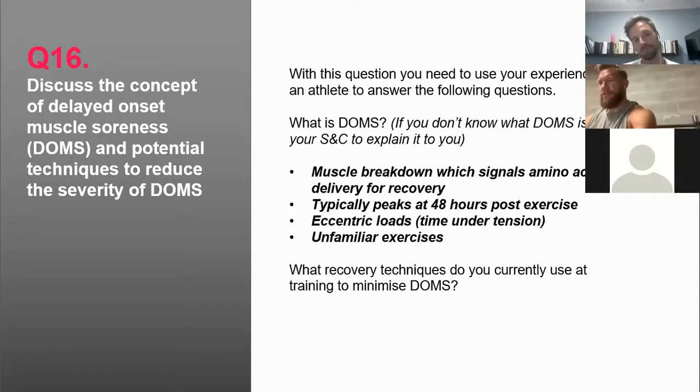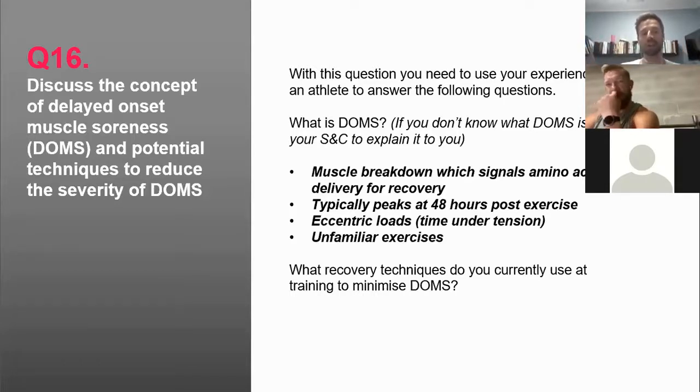Eccentric loading. So what does eccentric mean when we talk about muscle? Is eccentric loading? Not quite sure, to be honest with you. Okay. It's obviously the opposite of concentric. So concentric is when the muscle's shortening, when it's contracting. Eccentric is when the muscle is lengthening.